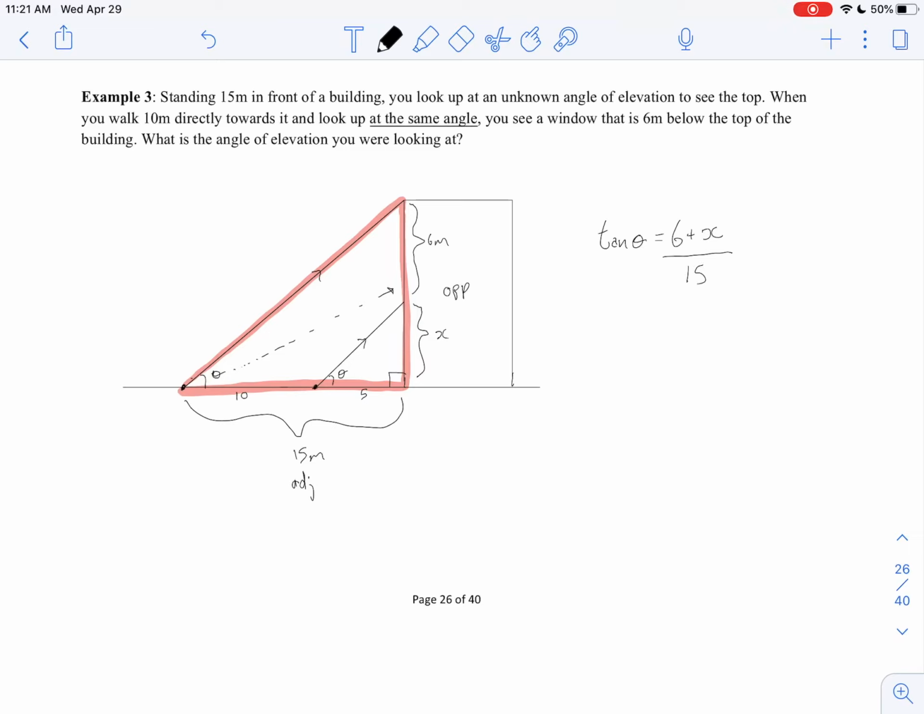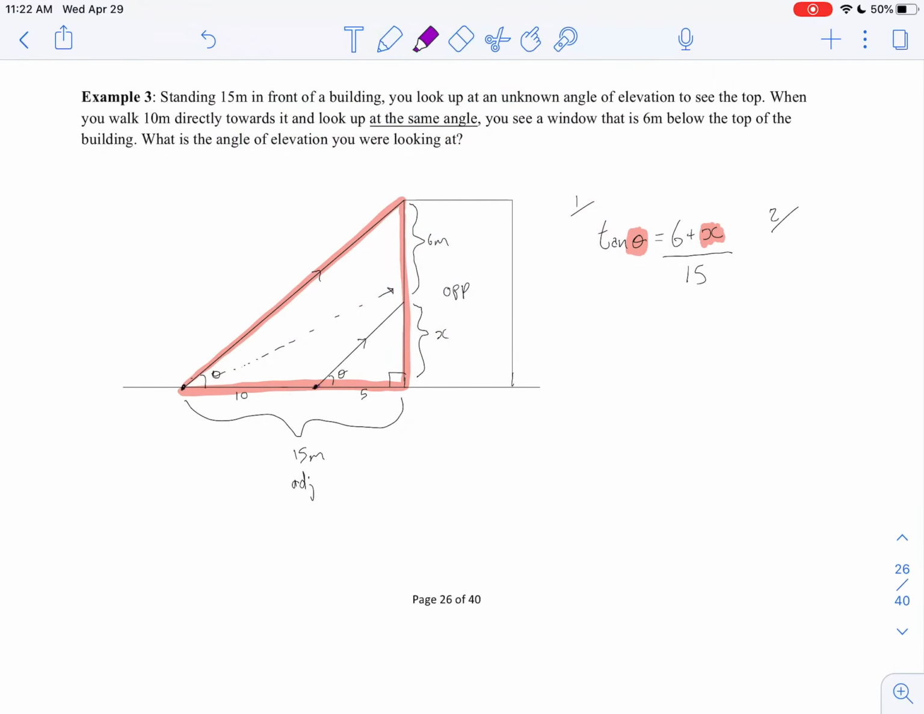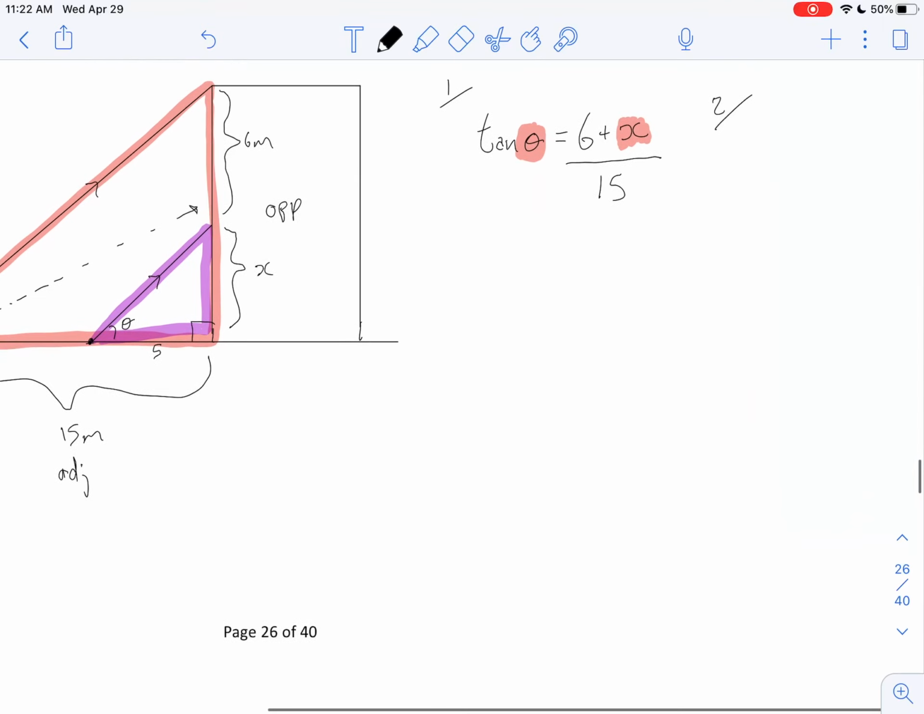Notice here I have two unknowns. I've got theta, which I don't know. We're trying to solve for this angle. But I also have this other unknown, x. I can't solve one equation with two unknowns. If I want to solve this, I'm going to need two equations with two unknowns. Then I can do a little substitution. So I'm going to take a look at my smaller triangle as well. If you've noticed the smaller triangle in here, this triangle right here to here to here, we also could have a tan theta. So I'm going to make an equation using this smaller triangle.